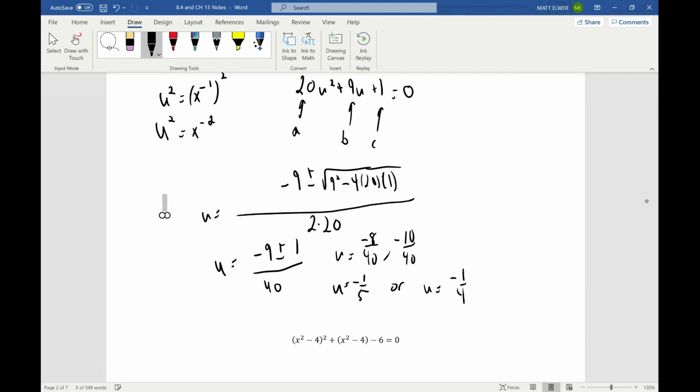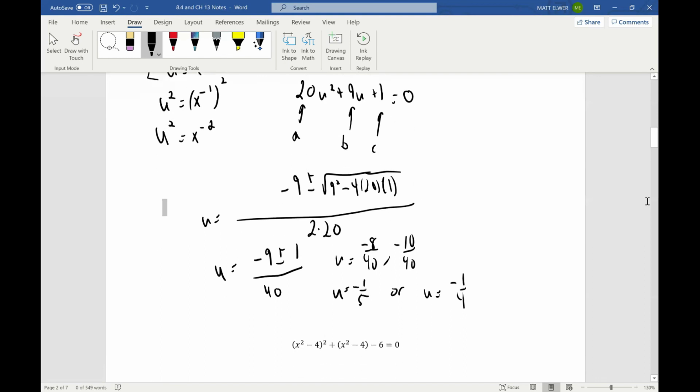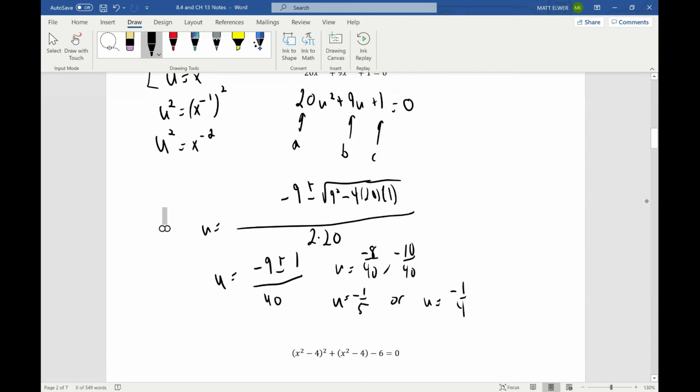Negative 1/4. And then remember that our u is x to the negative first power. Since I know that, I can substitute it, and I'll move back up here just so I have a little bit more room. So we get x to the negative 1, or maybe I can write it as 1 over x is equal to negative 1 over 5.